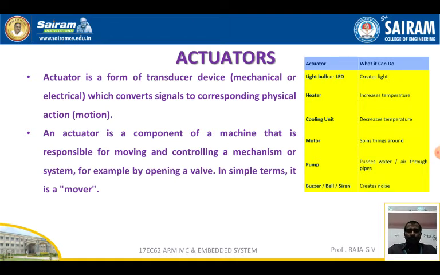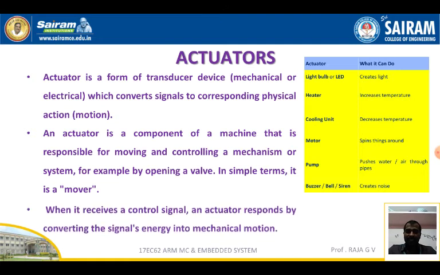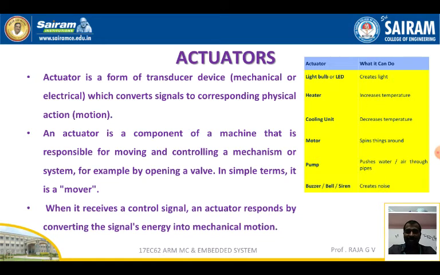An actuator is also called a component of the machine that is responsible for moving and controlling the mechanism of the system. For example, opening a valve. In simple terms, it is a mover. We can say that when it receives the control signal, an actuator responds by converting the signal energy into mechanical motion.